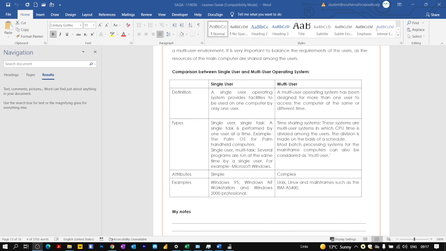Then in multi-user, there is what we call time-sharing systems. These systems are multi-user systems in which CPU time is divided among users. The division is made on the basis of a schedule. Most batch processing systems for mainframe computers can also be considered multi-user. What we're talking about here is that once we have multiple users on the same computer, they are sharing the same resources. How then do we divide these resources amongst them? Sometimes we divide them using time. So we can use time to share the resources amongst these people.